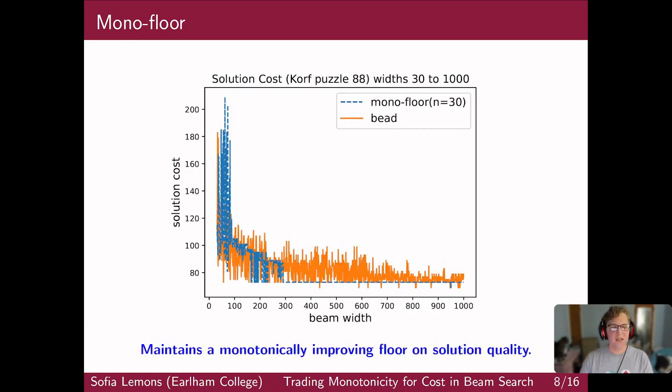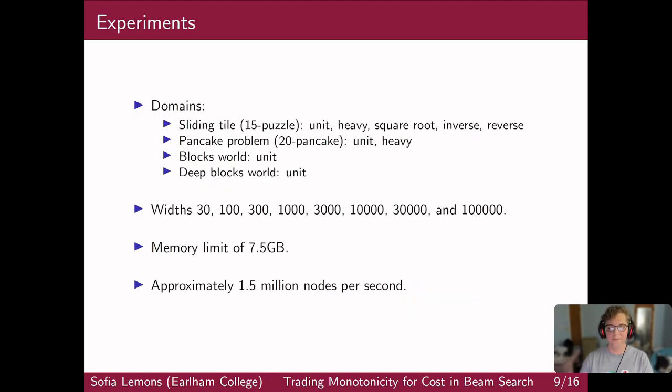Here we can see that beam search has that performance we saw before, in which it often is finding significantly worse solutions than it found at lower beam widths. Monofloor, on the other hand, has a sort of barrier to any worse solution being provided than the one that was found in the monotonic portion of the beam.